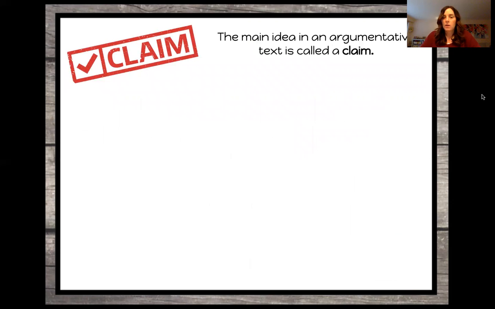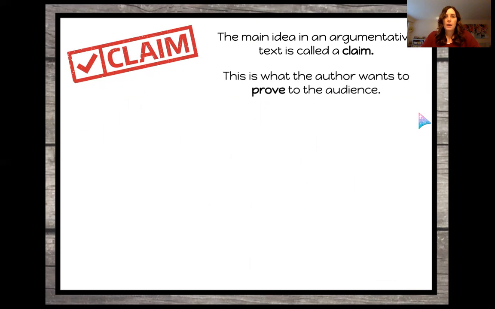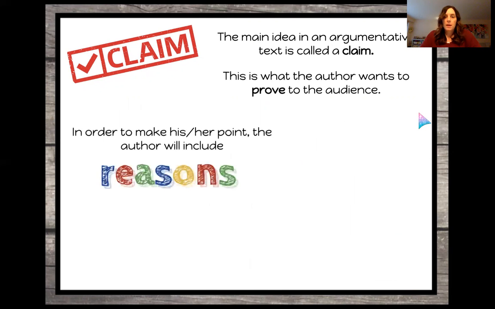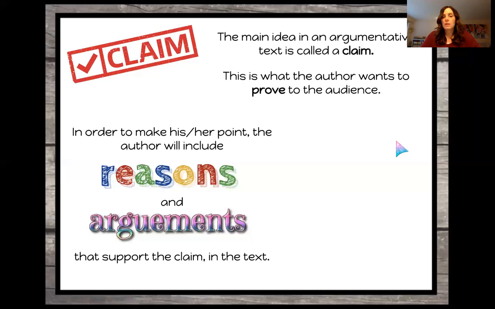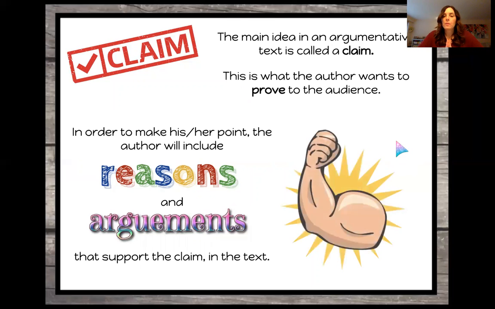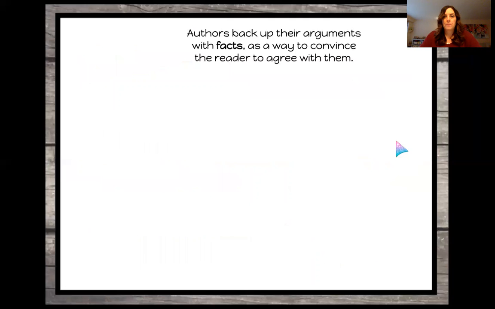The main idea in an argumentative text is called a claim. And the claim is what the author wants to prove to the audience. In order to make his or her point, the author will include reasons and arguments, and they put these reasons and arguments that support the claim right into the text so that while you're reading, it supports what they're trying to say. Authors always use strong reasons and arguments because if they include weaker reasons or arguments, the odds are that the reader isn't going to agree with them.